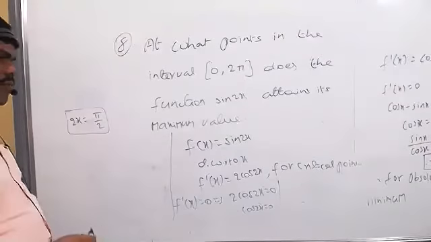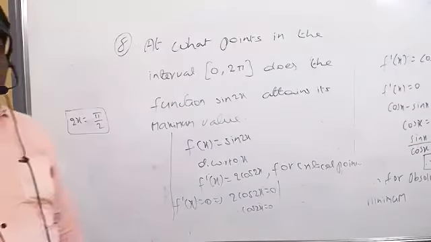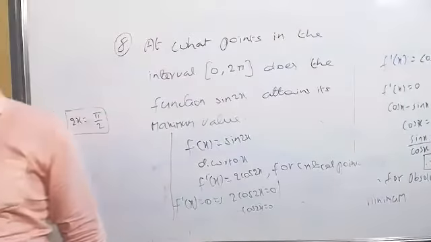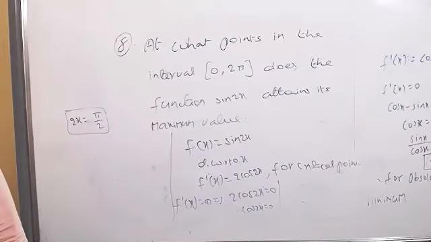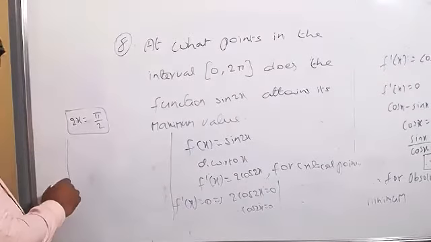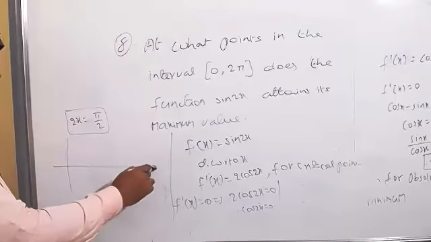Like this, how many possible values are we getting? You can check that, and based on the graph also we will find that.